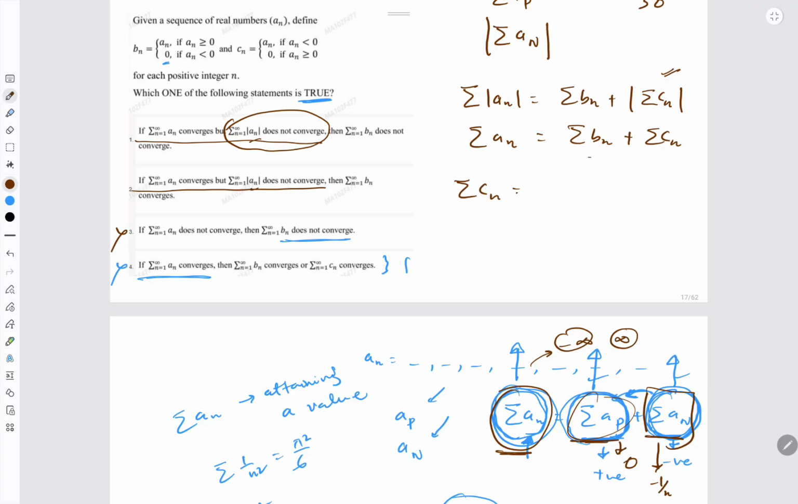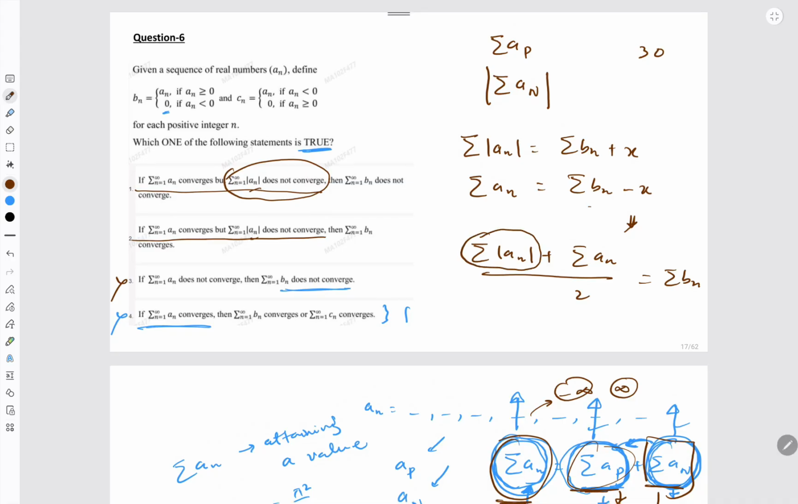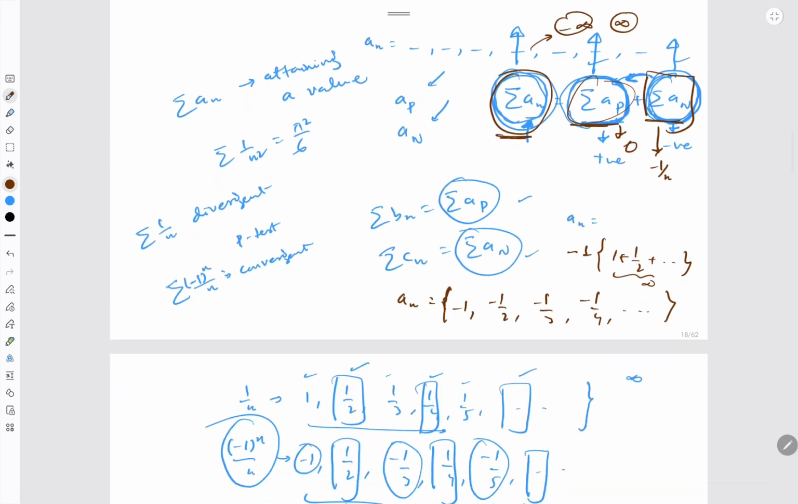Let's say sigma cn was minus x. I know that is negative, right? So in place of sigma cn, I can write minus x, and mod sigma cn is plus x. So I can add these two quantities, right? This sum divided by 2 is sigma bn. We know that this is diverging to infinity, but this is somehow converging. So this is infinity and this is some finite value. What will be the result of infinity plus a finite value? It will be infinity only. Infinity by 2 is infinity. So sigma bn will never converge. That is the solution of question 6.